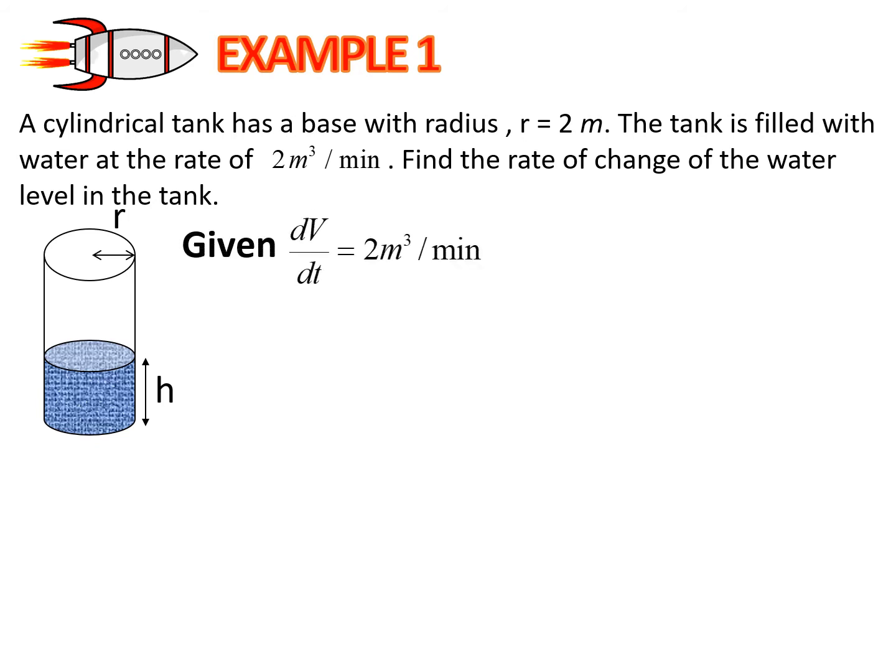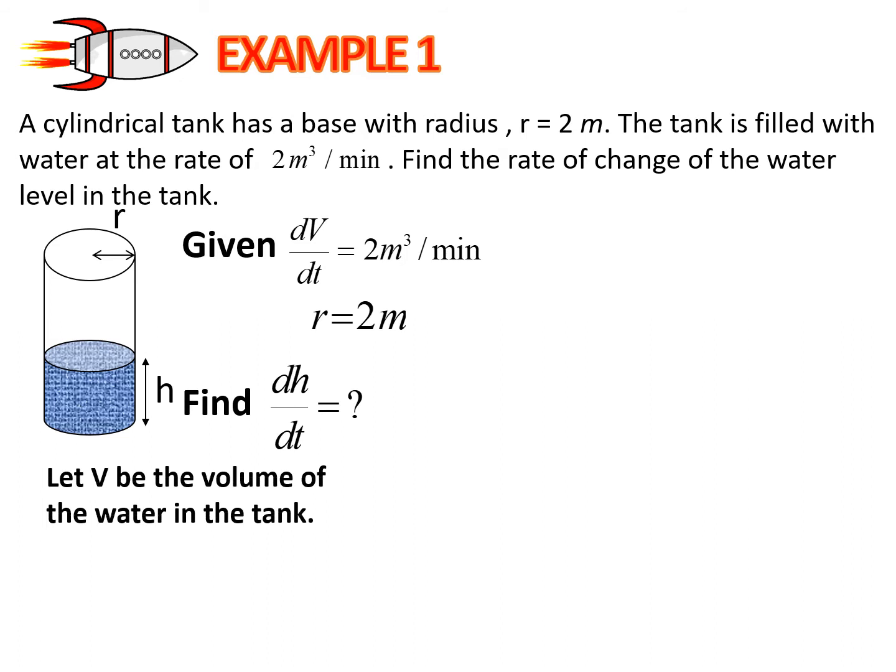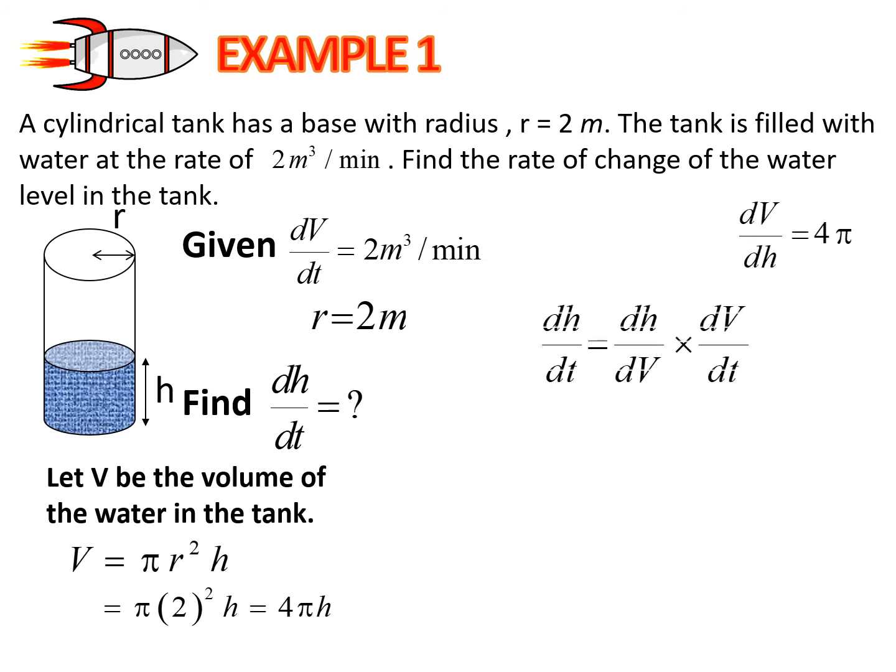Given that dV/dt equals 2 meters cubed per minute and radius equals 2 meters, we need to find the rate of change of the water level in the tank, which is dh/dt. Let V be the volume of the water in the tank. Since our solid is a cylindrical tank, the volume is pi r squared h. Substituting r equals 2, we have 4 pi h. Then dV/dh equals 4 pi.